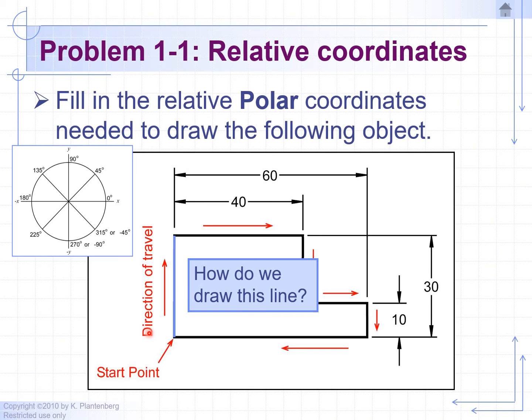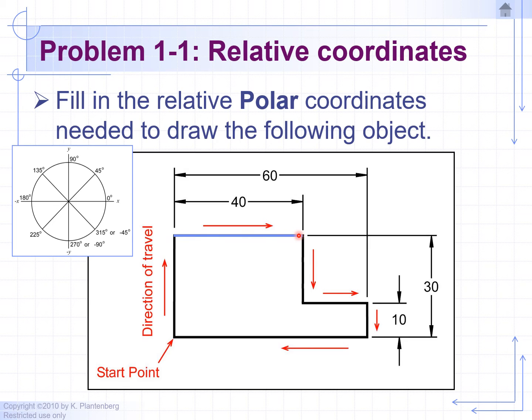using relative polar coordinates, we're going to type in @, so AutoCAD knows that it's with respect to the last point we created, which is our starting point. Length is 30. So we're going to go a length of 30 and then rotate it 90 degrees to define our next endpoint, and enter.